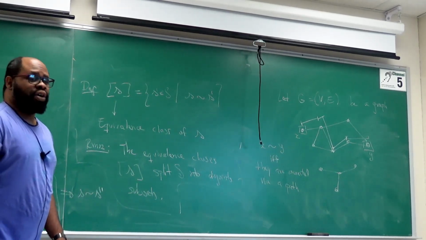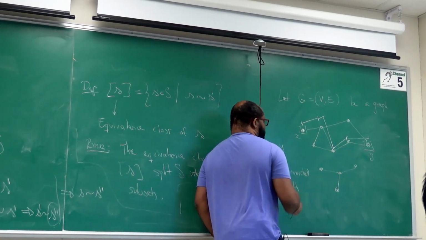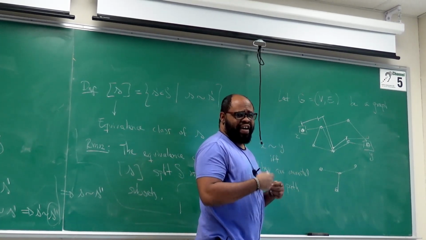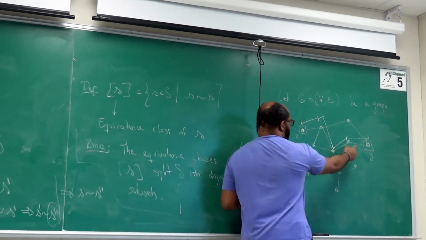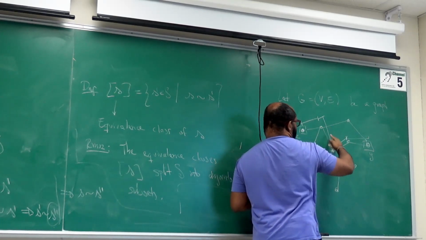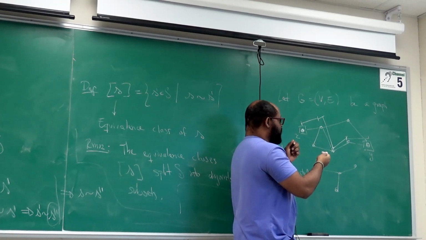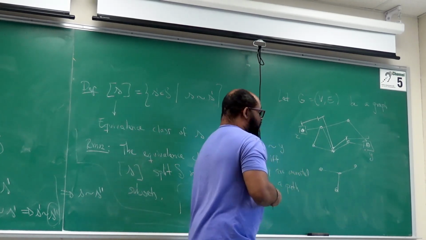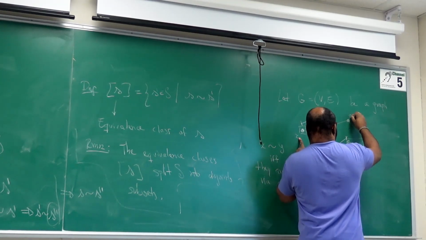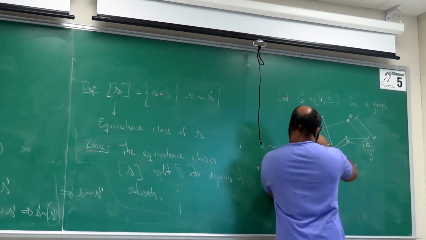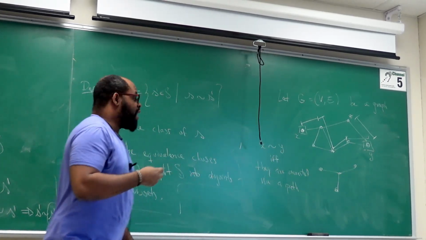So in particular, x is connected to itself. That's sort of the vacuous statement. If x is connected to y, if there is a path like this, then y is also connected to x because the graph is not directed. And if x is connected to y and y is connected to z, then by concatenating the paths, we get that x is also connected to z. So that gives you an equivalence relation.